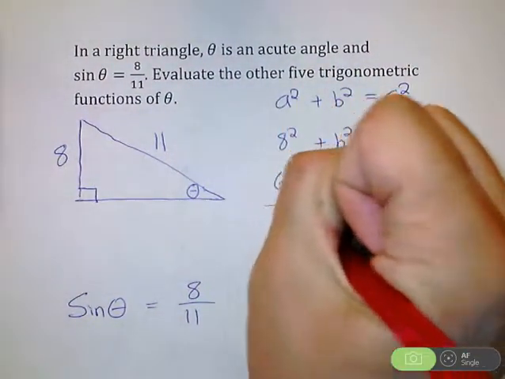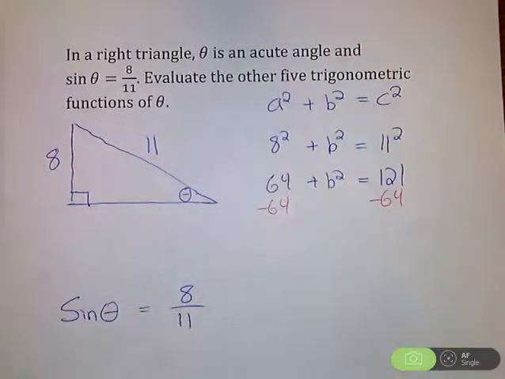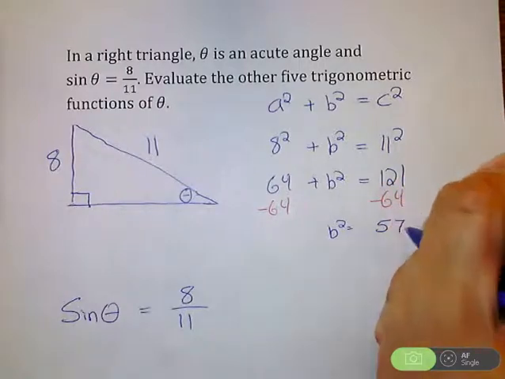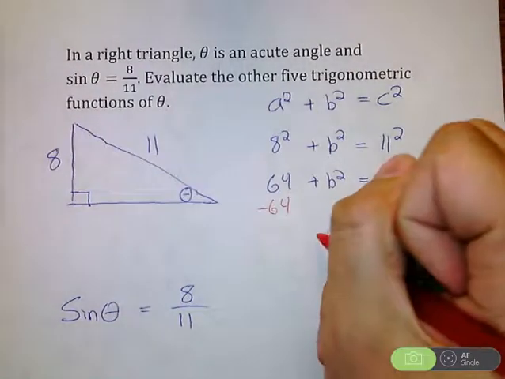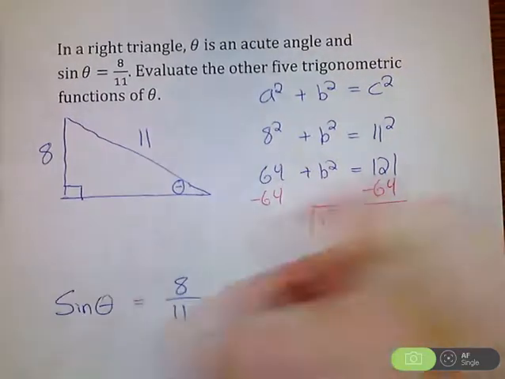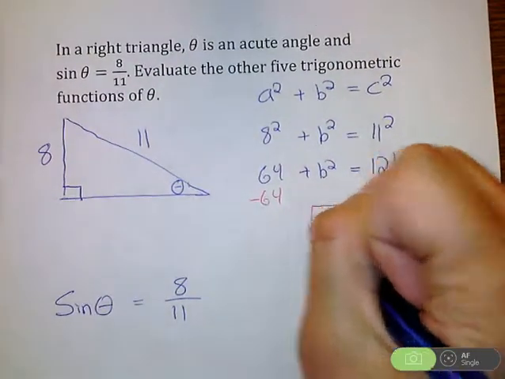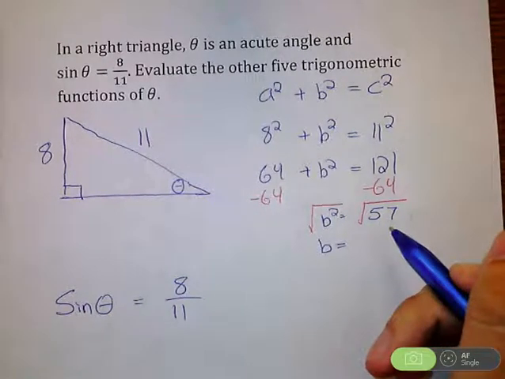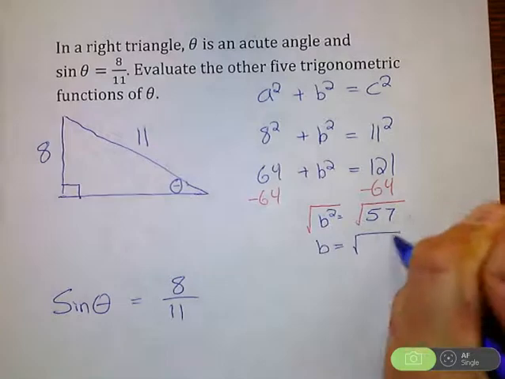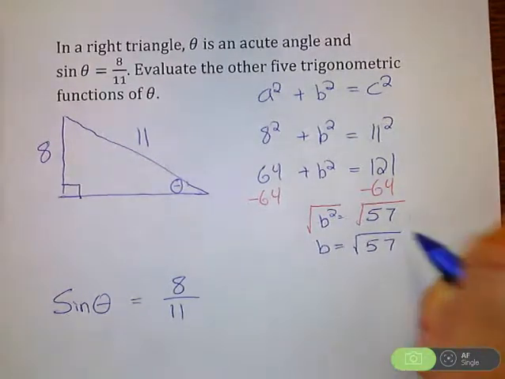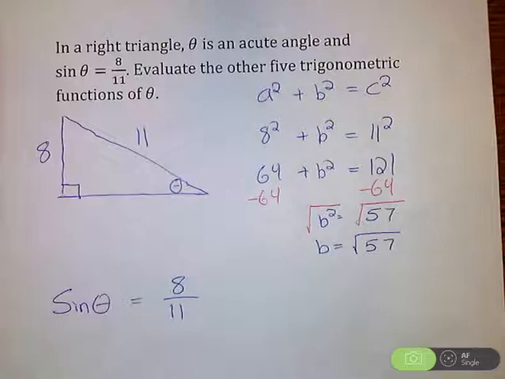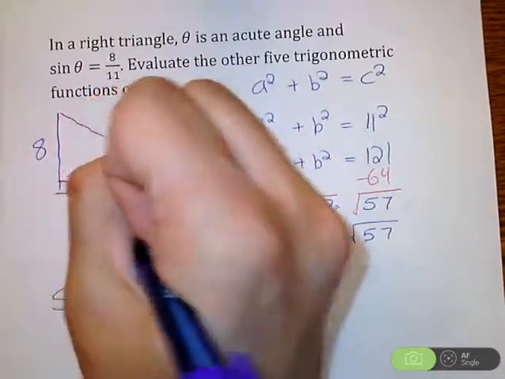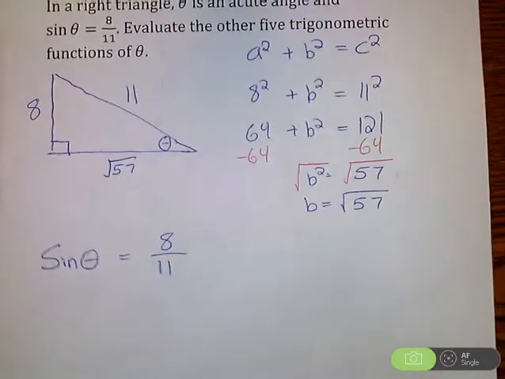Of course, we're going to try and get b alone. So we're going to subtract 64, and I'm going to get b squared equals 57. Well, to get b all alone, take the square root, take the square root, and we get b equals, and we're going to try and simplify the square root of 57. We cannot break that down, so we're going to leave that as the square root of 57. I'm not going to go to a decimal at this point. I want something exact. So I get square root of 57 is our missing side length.